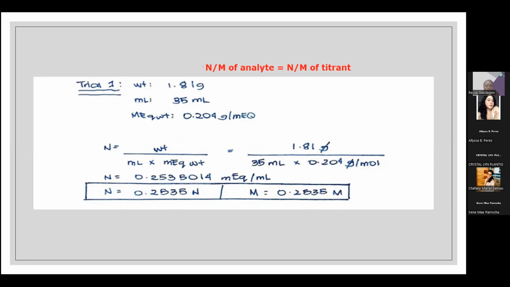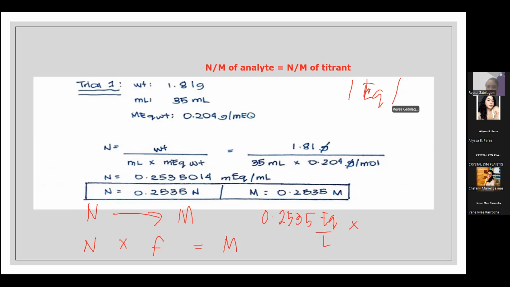And then, hindi ko maalala kung tinuro ko yung shortcut, no? Pero I think so. Yung shortcut natin, normality to molarity. You just have to multiply normality sa kanyang equivalence factor and you will get the molarity. Okay? Just cancel the unit. Pag hindi ma-cancel, baliktarin mo ang unit. Ganito. Like 0.2535, you use equivalent per liter times the F, 1, diba, for sodium hydroxide. So that is supposedly 1 equivalent per mole.